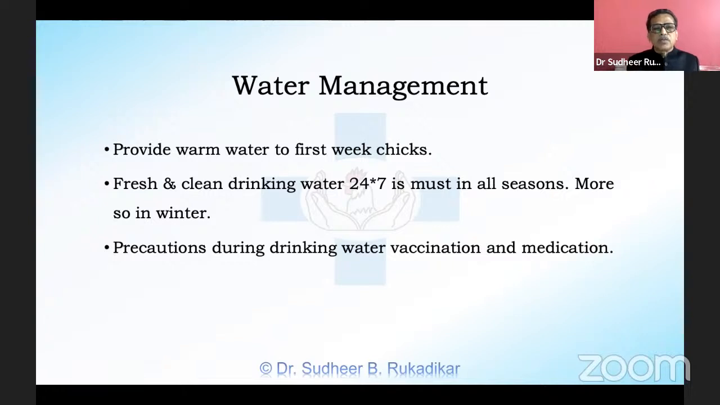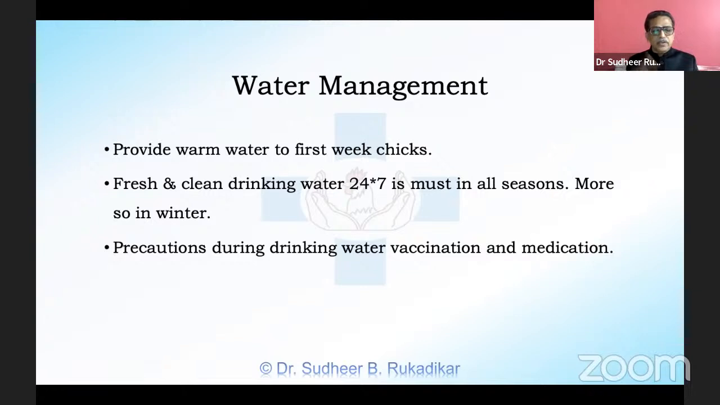When the warm water is there, the water intake will be better. Generally, what happens is, as I said in the second, third slide, the water intake itself is reduced. Even we people many times forget to drink water. We have to remind ourselves in winter that we must drink water, because to remain hydrated is very important at any given point. So you give the warm water, the chicks will consume it. And then even in the elder birds, sometimes you may have to give some warm water. Fresh and clean drinking water 24 hours a day, all the days, is very important in all the seasons, more so in winter. When we are giving any vaccine in drinking water or any medicine in drinking water, we have to take more precautions. Because as it is, the water intake is low in case of winter season.